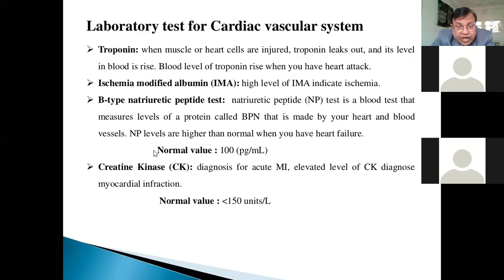Now next is creatine kinase. It diagnoses acute MI. An elevated level of creatine kinase is diagnosed in a myocardial infarction. The conduction of impulses in the heart muscles will be altered if the creatine kinase value differs from the normal value, and it disturbs the rhythmicity of your heart.